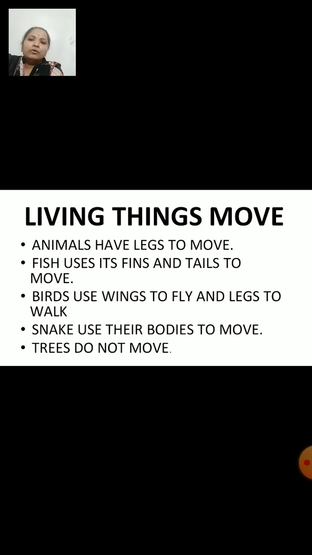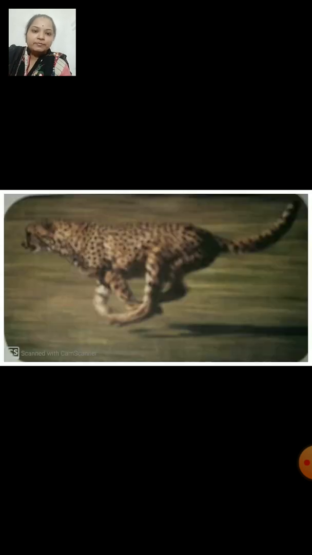Do you know that the sunflower turns towards the sun? There is a plant called touch me not. If you touch that plant, the leaves close themselves when touched. In this way, parts of the plant move. Now have a look at the pictures.